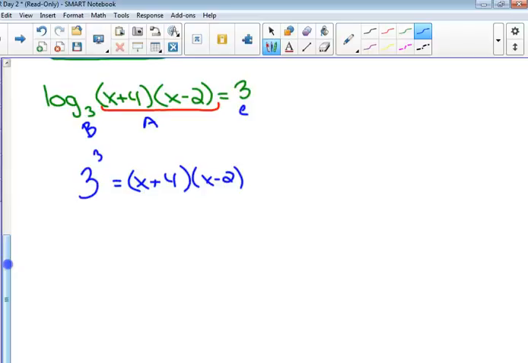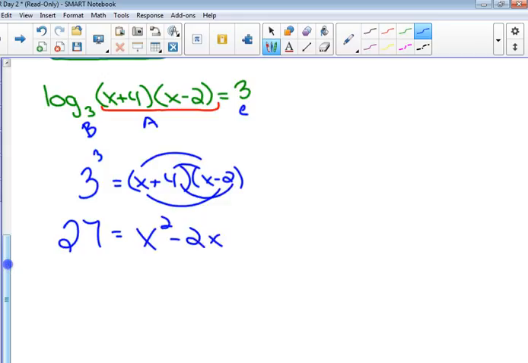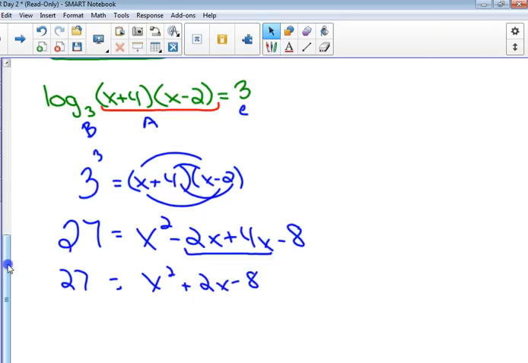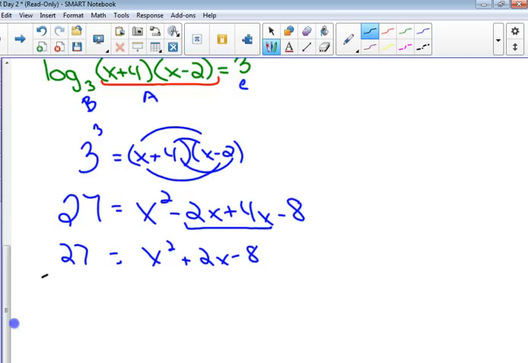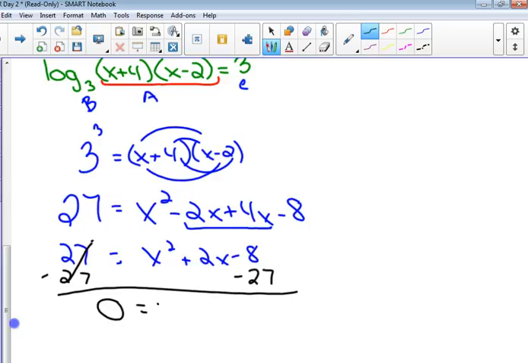Okay, so when you do all this out, 3 cubed is going to give us 27. Yep, what should you do over here? Bring it out. Great. Okay. You want to combine some like terms. Because you're solving for x, make sure you get it equal to 0, so we're at a minus 27. X squared plus 2x minus 35.